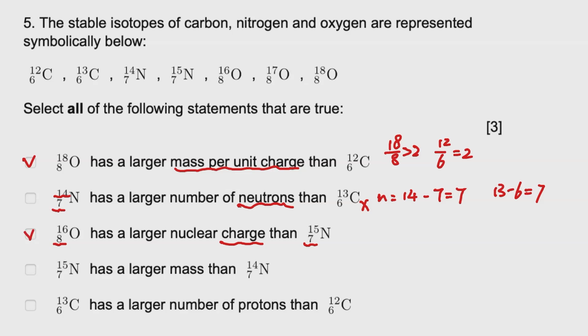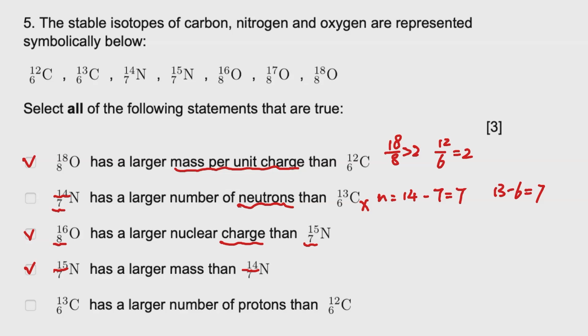The fourth statement says nitrogen-15 has a larger mass than nitrogen-14. We know that the mass of a proton is approximately the same as that of a neutron. So to compare masses of nuclei, we just need to compare the nucleon numbers, which are the numbers on the top. We can see that nitrogen-15 has more nucleons than nitrogen-14, so the statement is true.